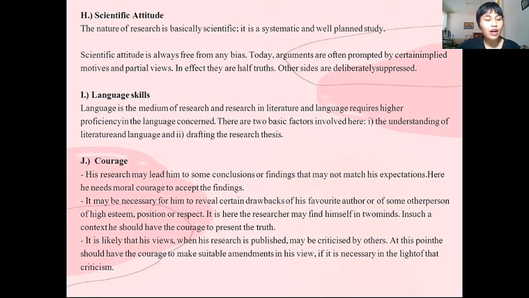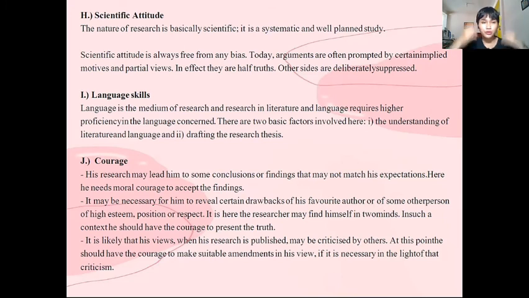And now we have scientific attitude. The nature of research is basically scientific. It is a systematic and well-planned study. It is necessary for research students to judge the data or the information made available to them. They may start with certain hypotheses, but the investigation may reveal something otherwise.